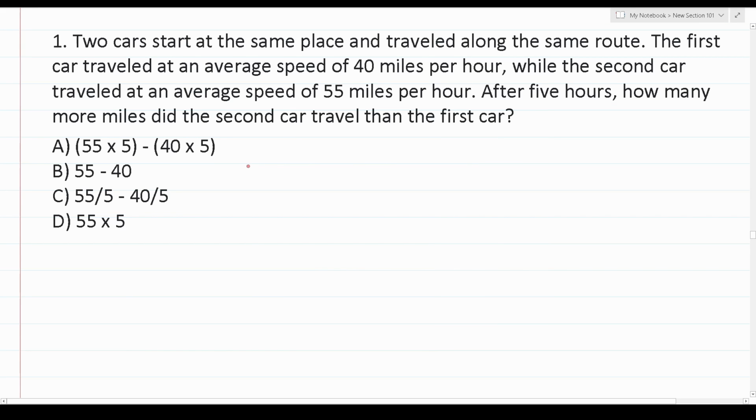Number 1 says 2 cars started at the same place and traveled along the same route. The first car traveled at an average speed of 40 miles per hour, while the second car traveled at an average speed of 55 miles per hour. After 5 hours, how many more miles did the second car travel than the first car?